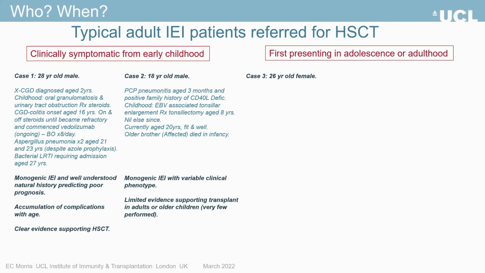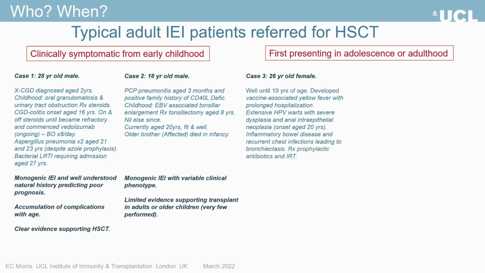So then the next two patients are patients who presented in adulthood. A 26-year-old female was completely well until she was 19, and then she developed vaccine-associated yellow fever and had prolonged hospitalization and didn't end up going on holiday where she was hoping to go. At the age of 20, she developed extensive HPV-associated warts with severe dysplasia and intraepithelial neoplasia. She subsequently developed inflammatory bowel disease, recurrent chest infections, and bronchiectasis was identified. She was started on prophylactic antibiotics and immunoglobulin replacement therapy.